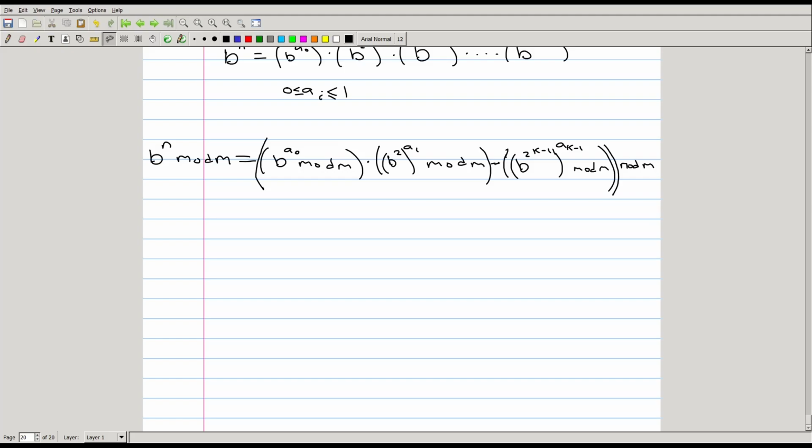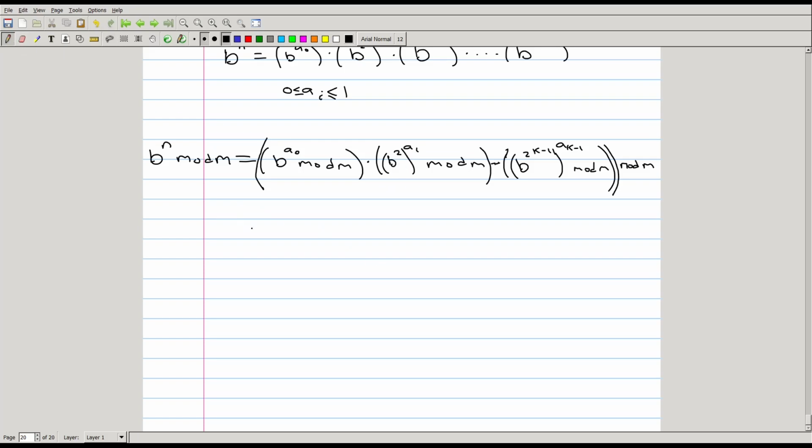And here's where we get to the heart of the algorithm, because each one of these a values is either going to be 0 or 1. B to the a naught, if a naught is 0, will be 1 mod m, and if a naught is 1, then we just have b mod m. Same thing here. If a1 is 0, then we have to compute 1 mod m, which is just 1. And if a1 is 1, then we have to compute b squared mod m.